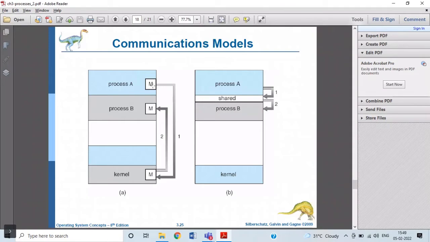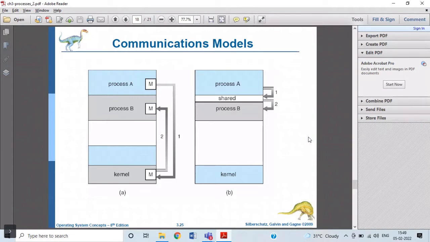So what do you mean by a kernel? In an operating system, students, what do you mean by a kernel? Core part of the OS. Yes, the core part of the operating system. The kernel is the controller of the operating system. It's the main part, and it's the core part.